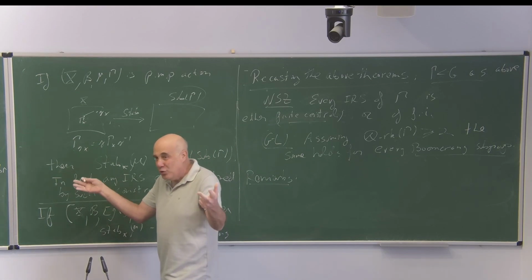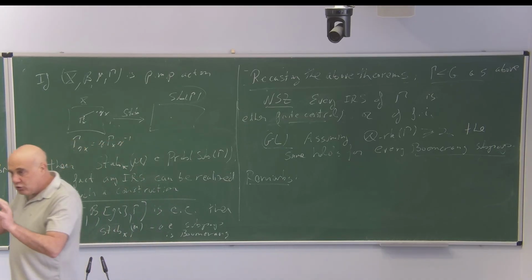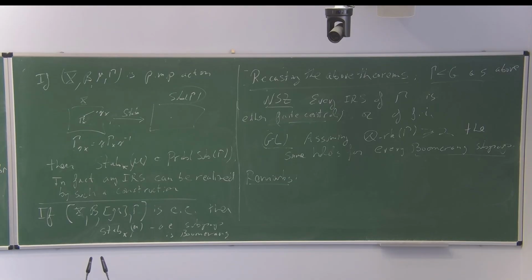It's kind of trying to generalize. I mean, it has a twofold direction here. One is generalizing the notion of IRS, but also a different direction is that it's really an object of a different nature. An IRS is kind of a probabilistic object. And Boomerang is a deterministic subgroup.